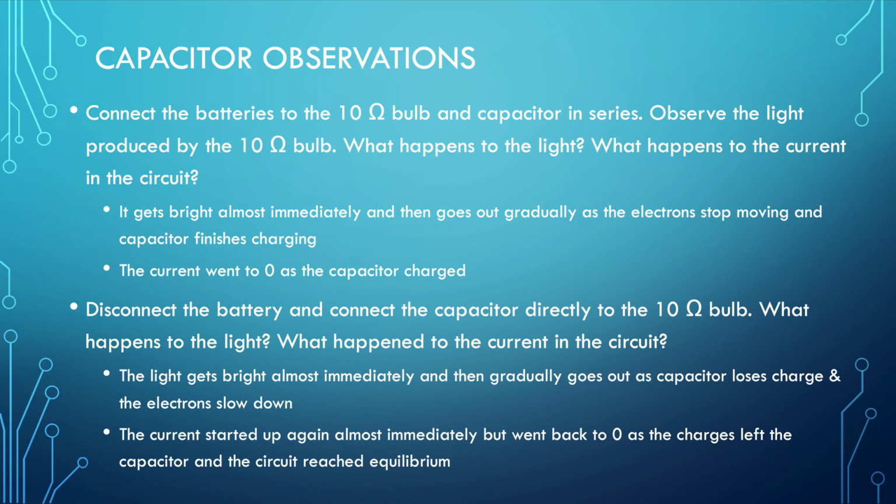Then we disconnected the battery while the capacitor was fully charged and had the capacitor connected directly to the 10 ohm light bulb. What happened here was the light got bright almost immediately again, and then it gradually went out as the capacitor lost charge and the electrons slowed down. The current started up again almost immediately, but then it went back to 0 as the charges left the capacitor and the circuit reached equilibrium.